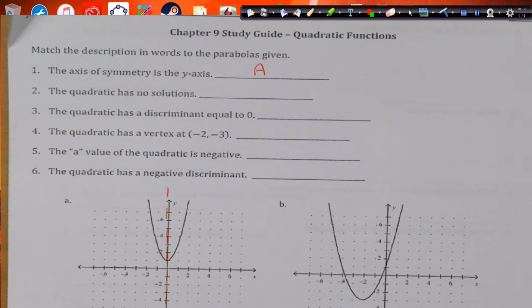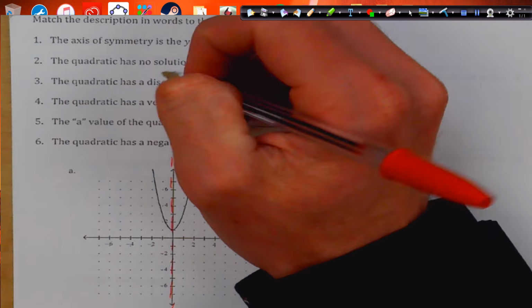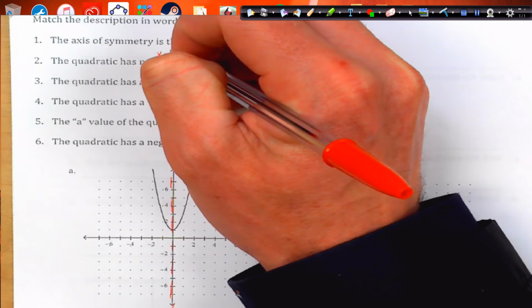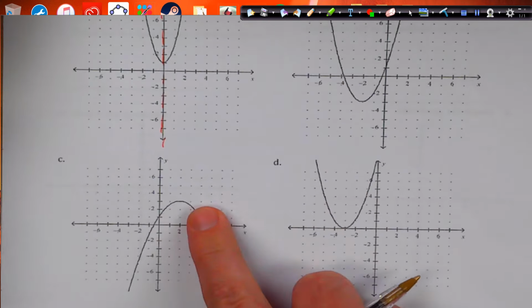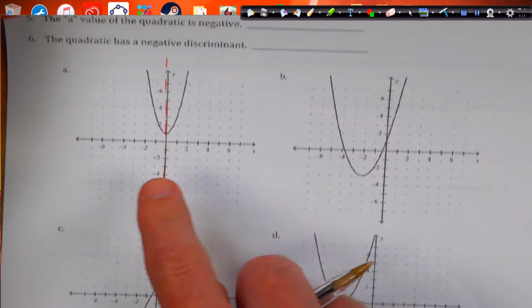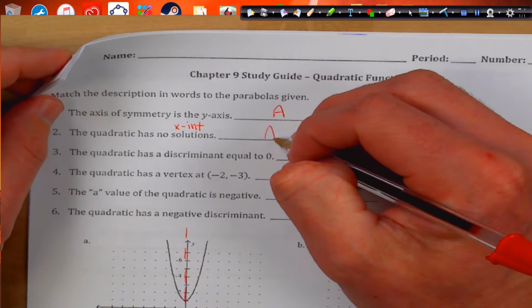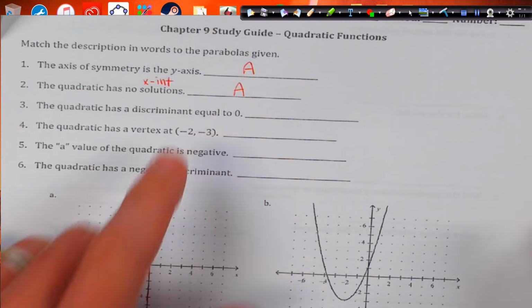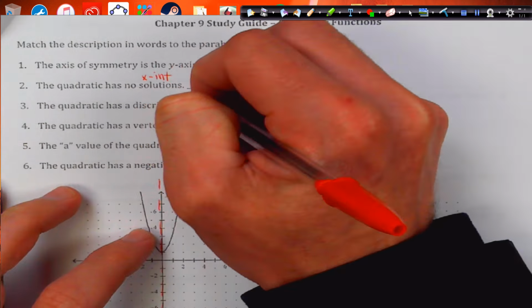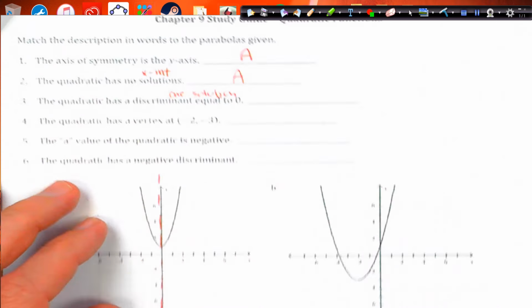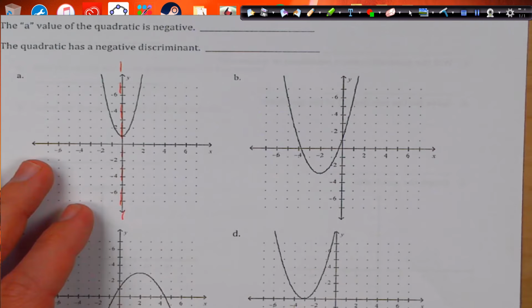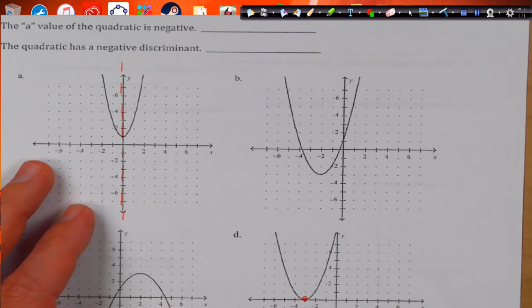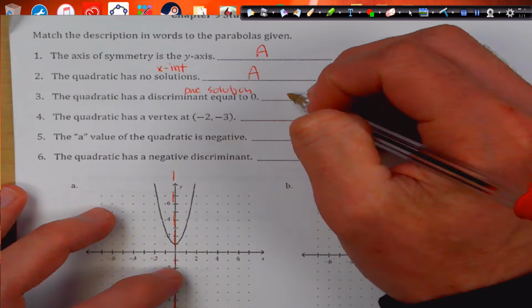A quadratic that has no solutions. Again, the word solutions is another word for x-intercepts. Okay? And so, which ones have no x-intercepts? Well, that one does, that one does, that one does. A, again, no x-intercepts. A quadratic that has a discriminant equal to 0. If it's a 0 discriminant, it means it only has one solution. And D hits the x-axis at one spot only. So that has just one solution right there. So that's going to be D.